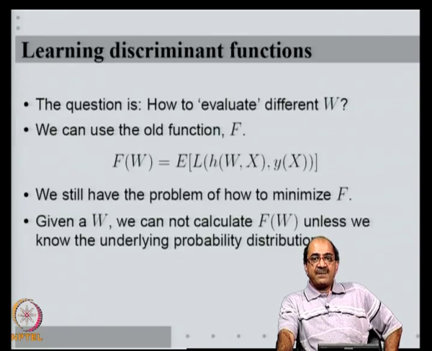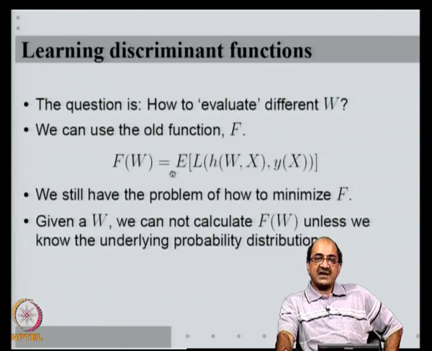Now, how do I minimize the f? Given a particular W, if I want to calculate f of W, I need to evaluate this expectation, and to evaluate this expectation we need the underlying probability distributions. Now, if I have the underlying probability distributions, of course, I can use the Bayes classifier. So, what do I do?